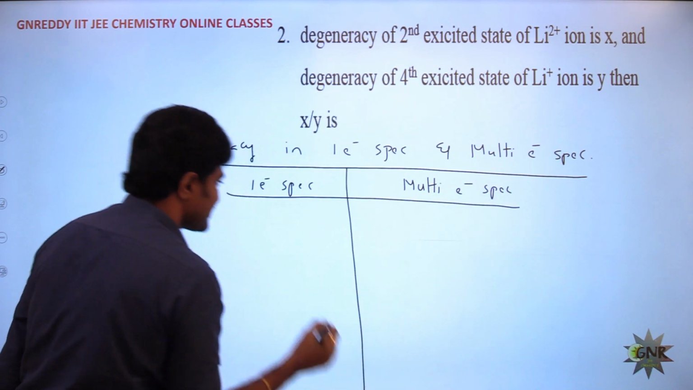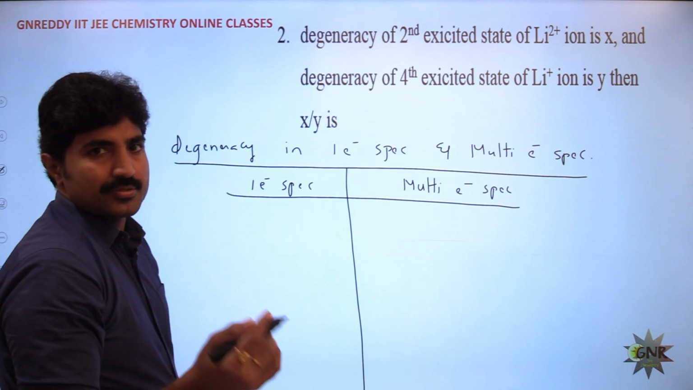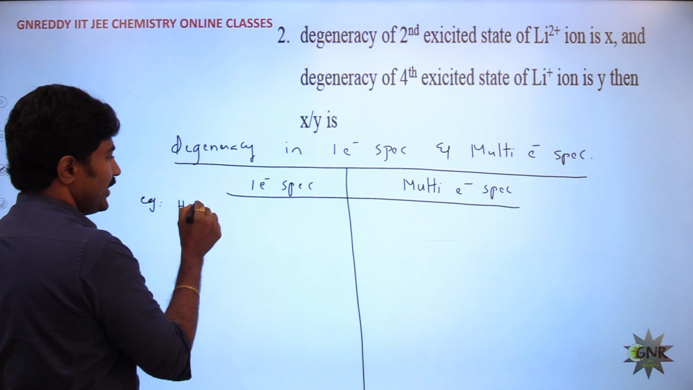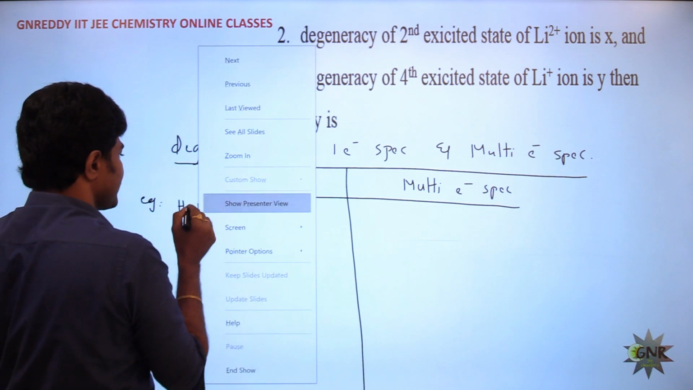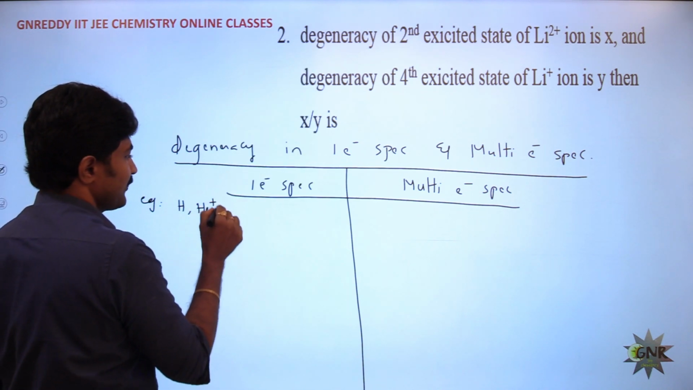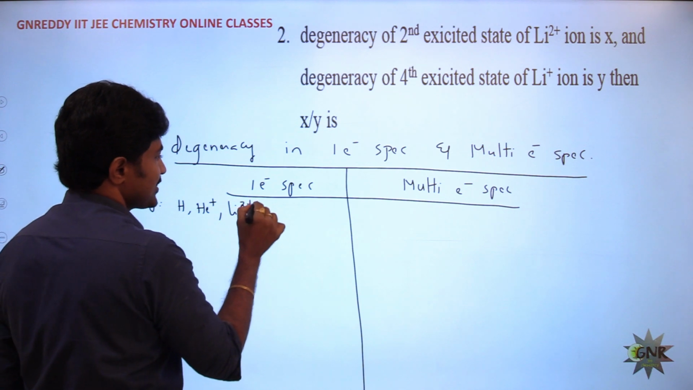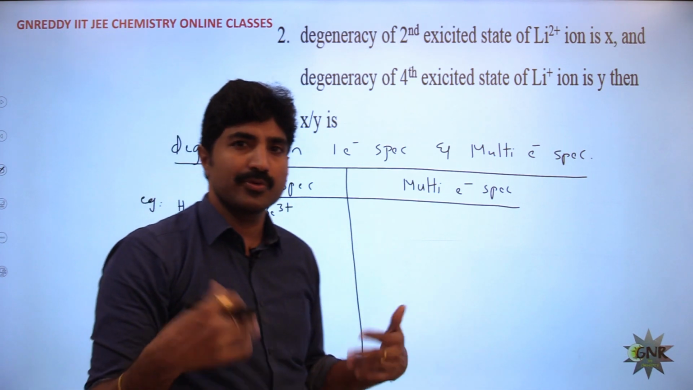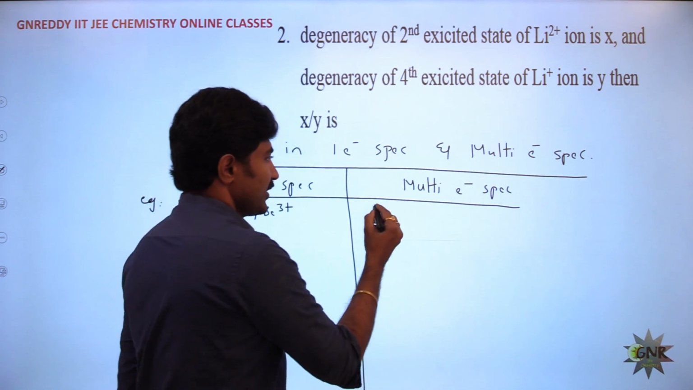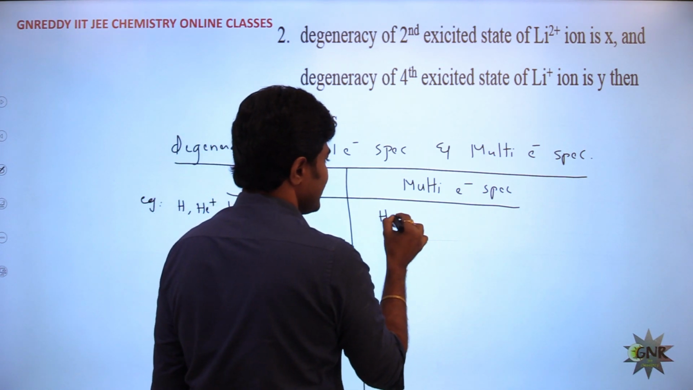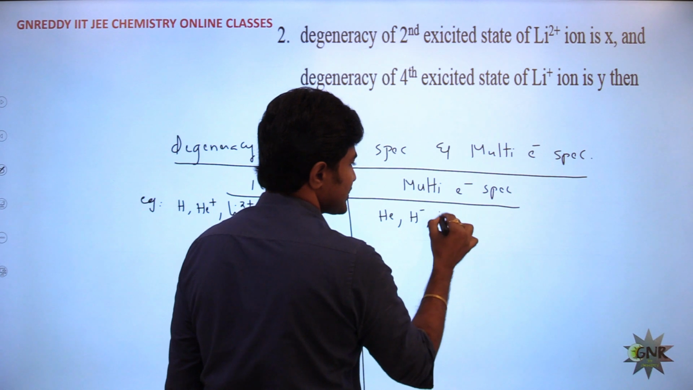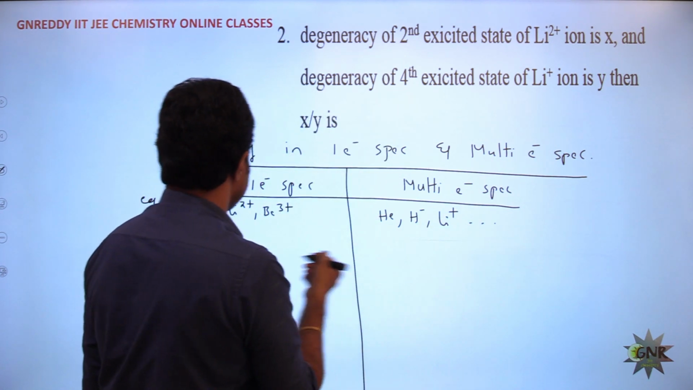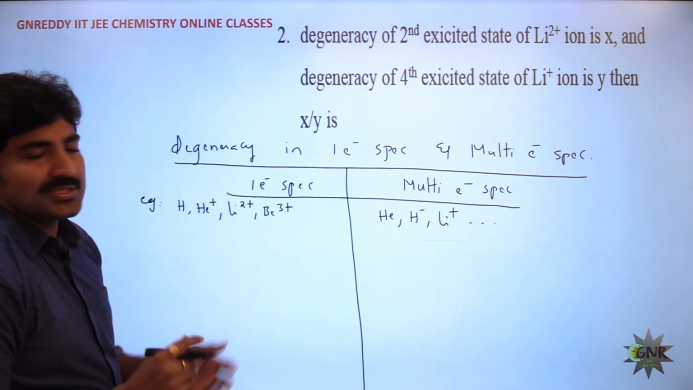One-electron species examples you know: only hydrogen-like species, hydrogen, He+, Li2+, Be3+, like that. And in a multi-electron system, you can take any number of electrons. Here the best examples are helium, H minus, Li plus, and so on. Here these are the 2-electron species. Okay, here what is the degeneracy?